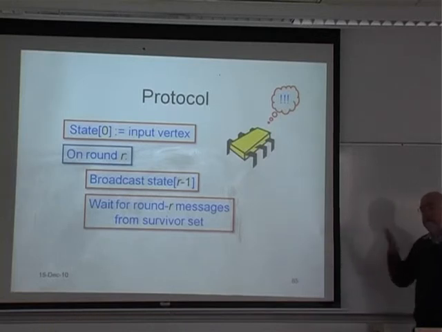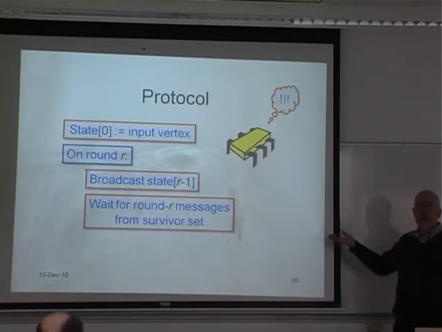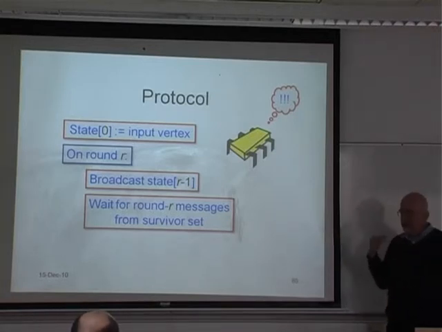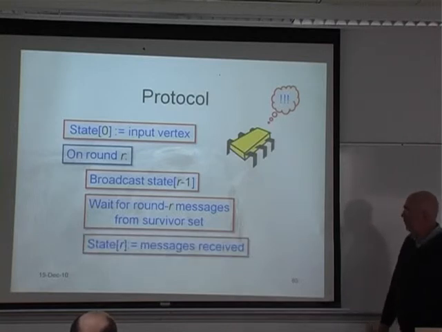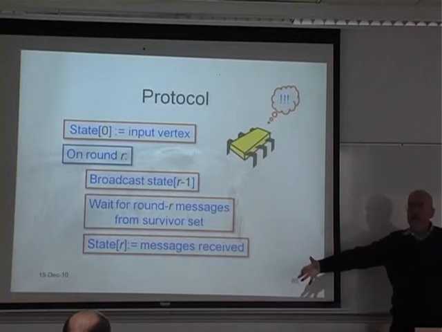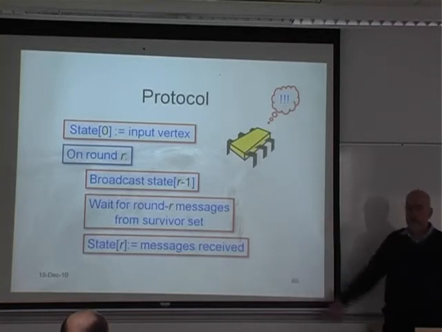But if you're t-resilient, then you can wait for n minus t plus 1 processes to show up, because more than that can't fail. So you wait for a minimum number of messages to show up. And then your new state is just the concatenation of all the messages you received. So in some sense, all you're doing is rebroadcasting everything that you've learned on every round. So this is a full information protocol.